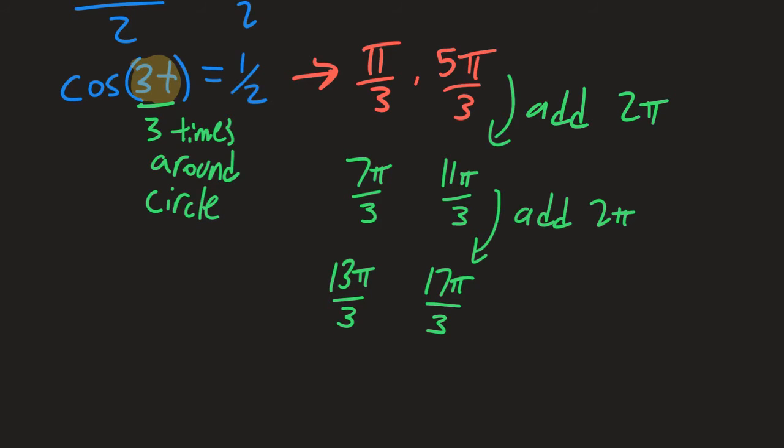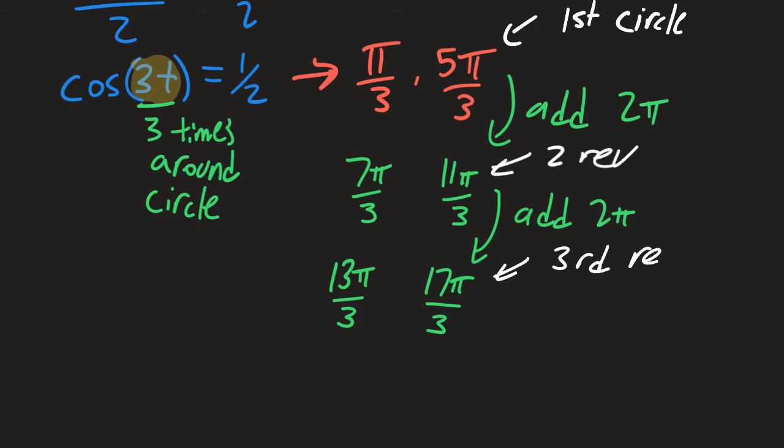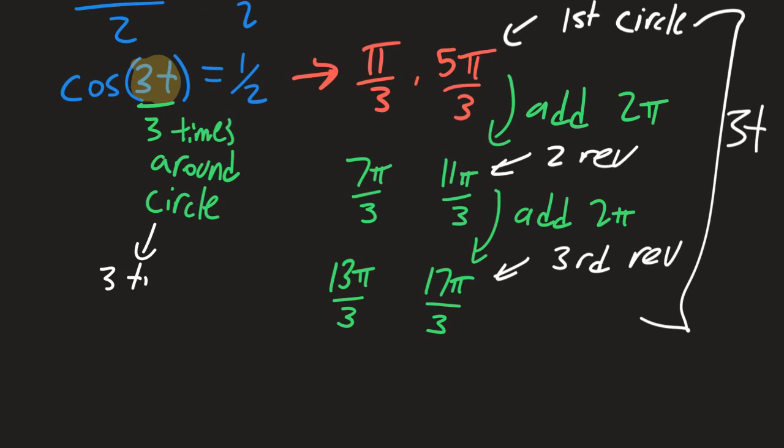Okay, and now you can tell that in red, I've got the first circle. Then I have 2 more circles. So this is the second revolution, and this is the third revolution. Okay, and these values are all equal to 3t. And so finally, to actually get my normal value, my t value, I'm going to divide by 3 for all of these.